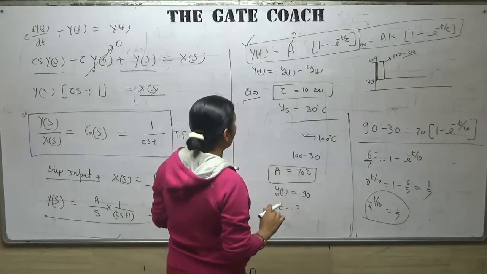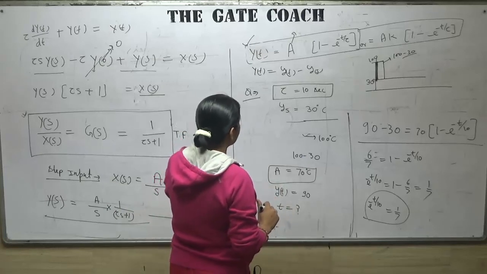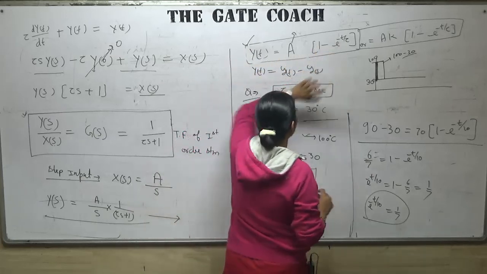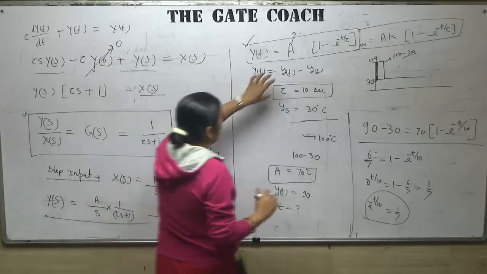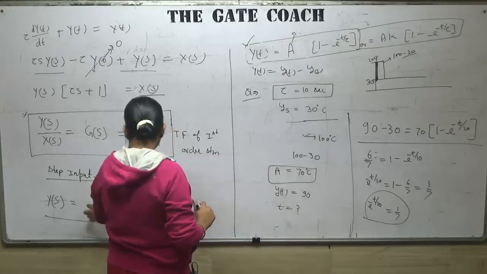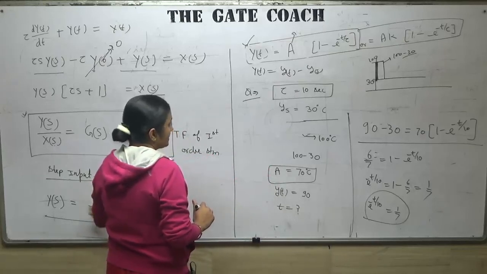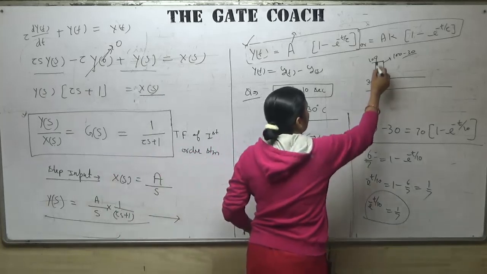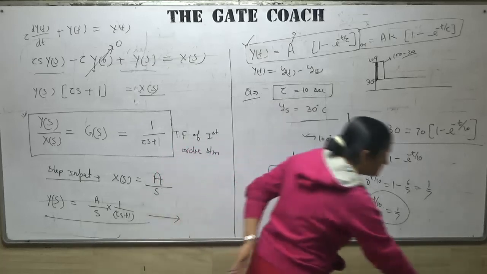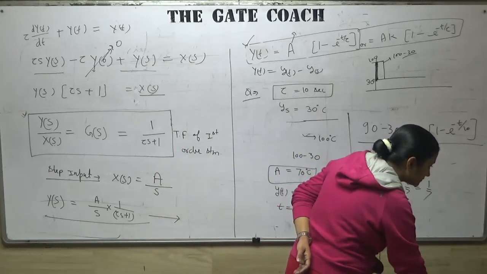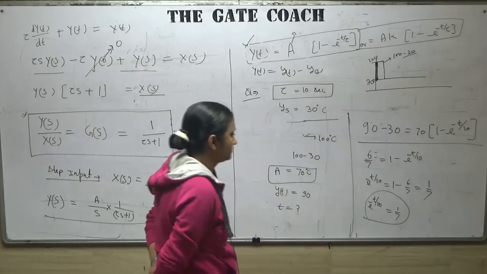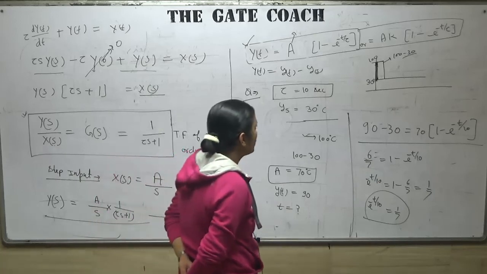Okay, I will write down all the equations. You will get a clearer idea. First understand this. Your y(t) is equal to A times (1 minus e to the power minus t upon tau). X(s) comes in as A upon s, where A is the magnitude of your step input. And the step input is nothing but this magnitude, 100 minus 30, right?